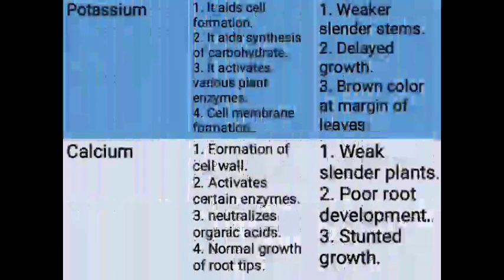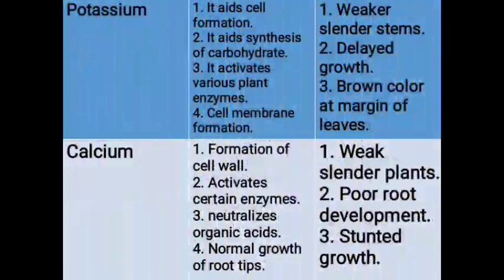We also have potassium. This one leads to cell formation. It aids synthesis of carbohydrates. It activates various plant enzymes, and also helps in cell membrane formation. Now, the deficiency of potassium leads to weaker slender stems, delayed growth, and brown color at the margin of leaves.